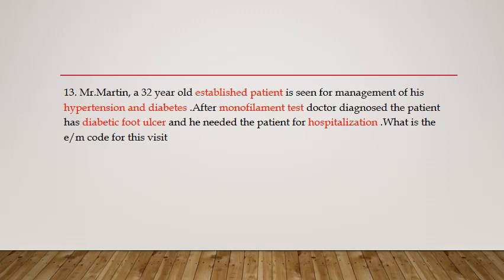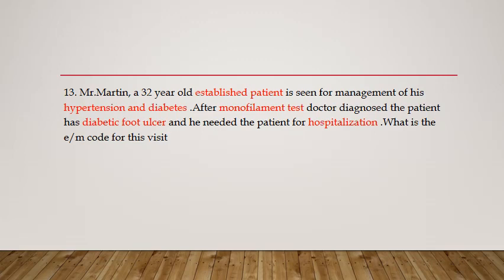So this diabetic foot ulcer is a complication of diabetes, which means there is an exacerbation of the stable chronic condition. Okay, and we have chronic illness with exacerbation as well as chronic illness with severe exacerbation. What is the difference? If the patient is asked to go for hospital level of care, then you need to take it as severe exacerbation.